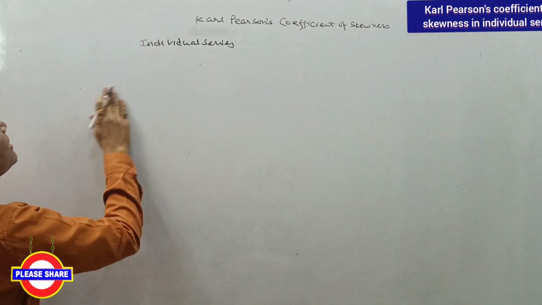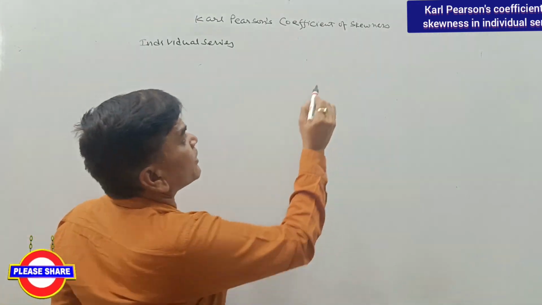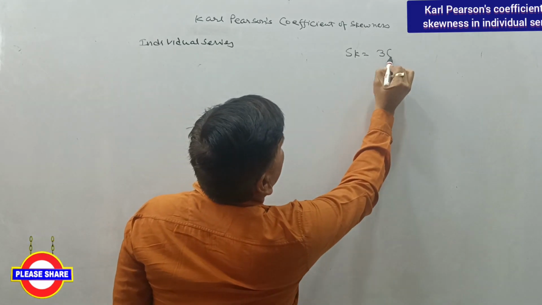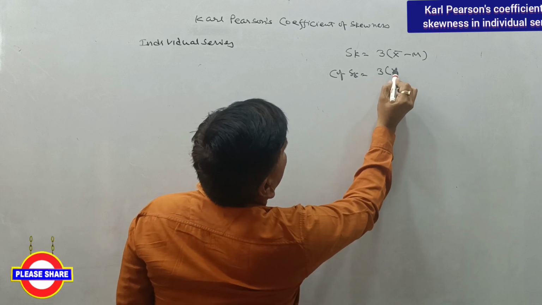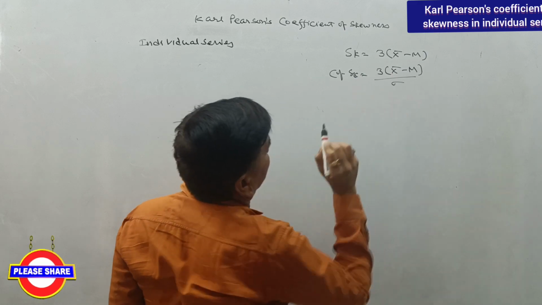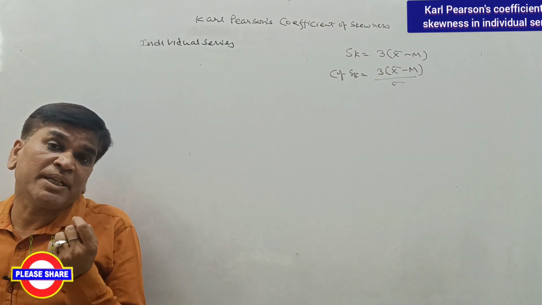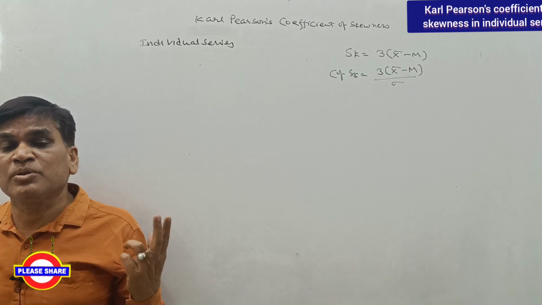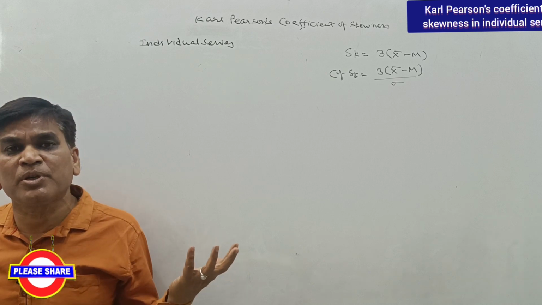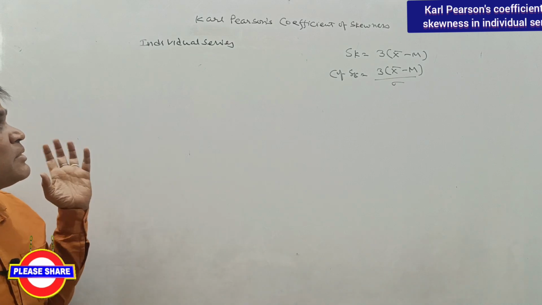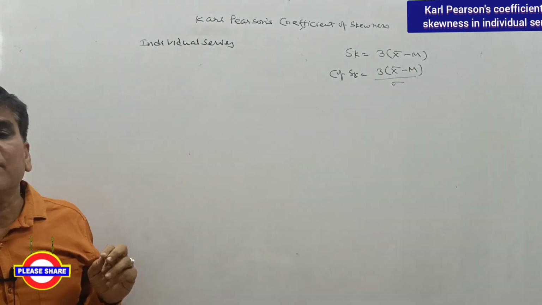In the case of individual series, how do we calculate Karl Pearson's coefficient? The value of skewness will be 3 x bar minus m, and the coefficient of skewness will be 3 x bar minus m divided by the standard deviation. Because in individual series each item is repeated only one time, so the frequency is equal, so there will be an absence of mode value. So in the case of individual series, we have to use this formula for calculating Karl Pearson's coefficient of skewness.